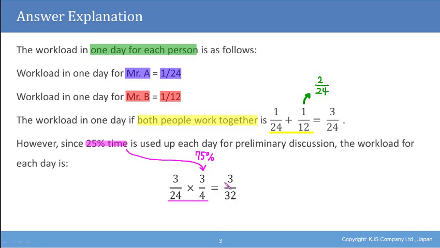So just to simplify the calculation, you can cancel out 24 and 3, just like that, and that is 8 times 4 at the bottom and 3 at the top. So 3/32 is the workload for each day.